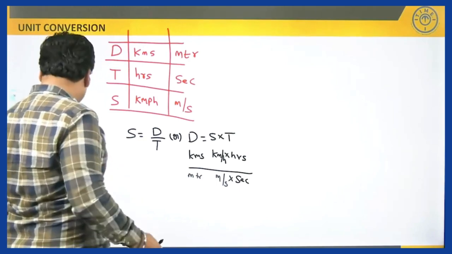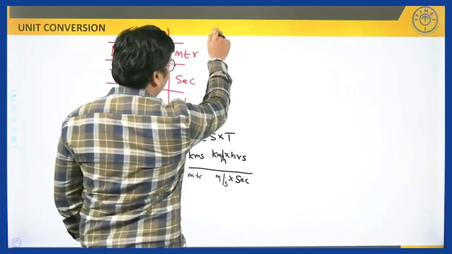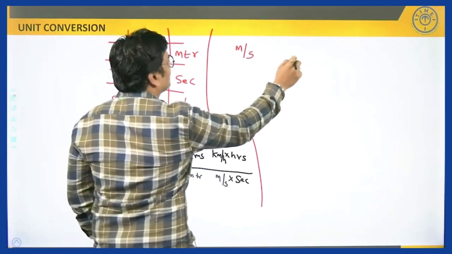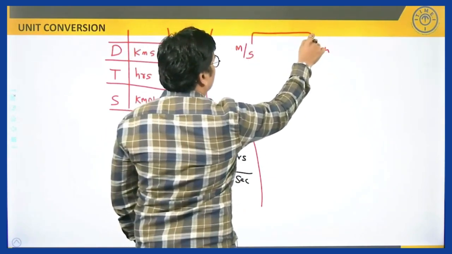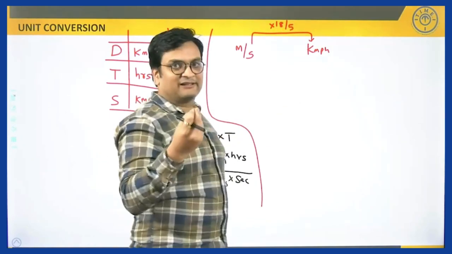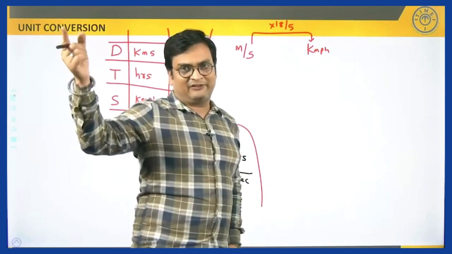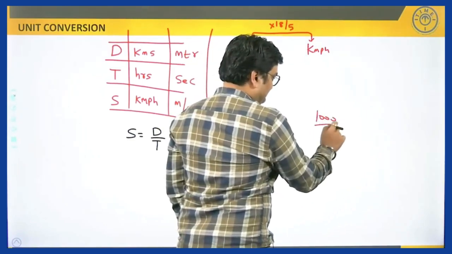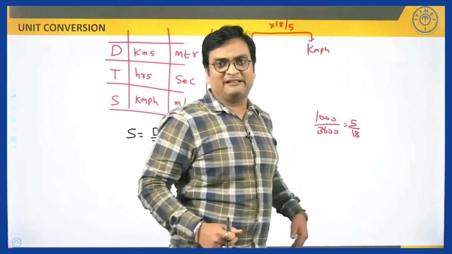So sometimes there would be a need of converting one unit to the other. For example, very commonly we convert speed. If I want to convert meters per second to kilometers per hour, the conversion factor that we'll be using is 18 upon 5, which is very easy to calculate because we know a kilometer is 1000 meters, and an hour is 3600 seconds. So kilometer per hour will give you 1000 by 3600, which is nothing but 5 by 18. And when you cross multiply, this 5 by 18 will become 18 by 5.